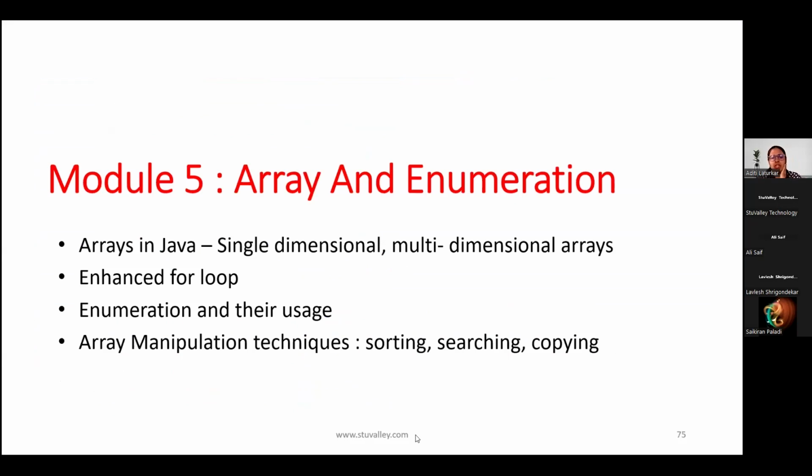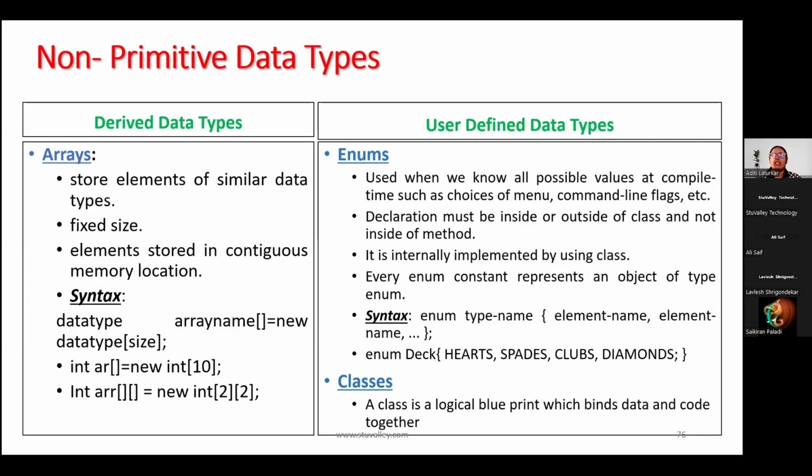So with this, we have completed module 4. We will continue with the next module, module 5, where we are going to learn arrays and enumerations, that is nothing but enums. We will just see the overview of this. These are all non-primitive data types. We have seen the primitive data types and wrapper classes in module 3. In module 4, we have seen all the operators, decision statements, loop statements, and the switch statement. Now in module 5, we are learning non-primitive data types, arrays and enums.